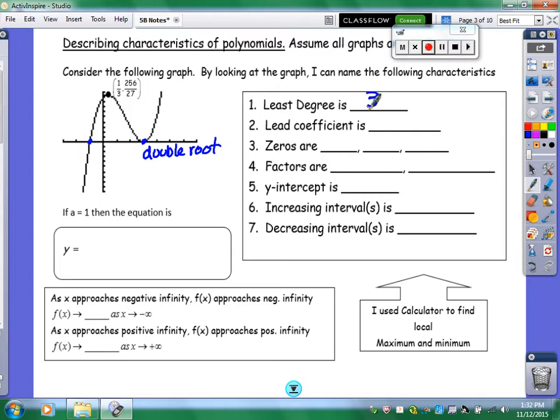Lead coefficient. Since the right hand side of this graph is going up, that means my lead coefficient, my a, is positive. The zeros: where does it touch the x-axis? Well, it touches at -1. And since we're counting 3 as a double root because it bounces off at 3, we're going to write 3 twice, because that's going to come into play when we write our factors. So our factors: if x is equal to -1, then x plus 1 is a factor. And because we have a double root here, this is going to be x minus 3 squared.